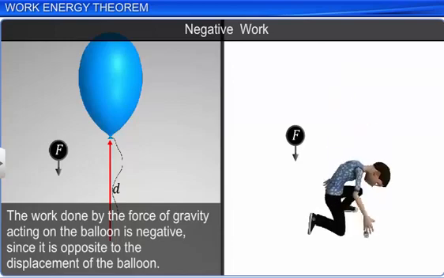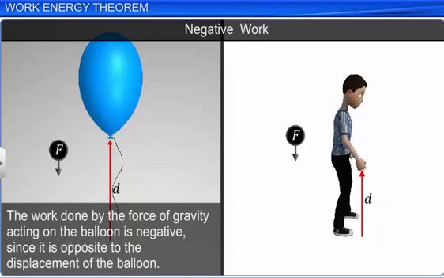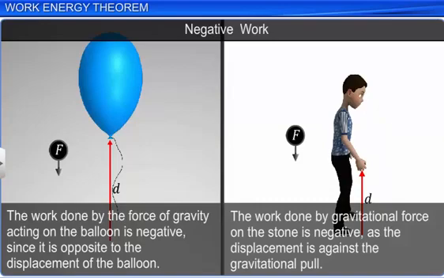In the example of a boy lifting a stone, the work done by the gravitational force on the stone is negative, as the displacement is against the gravitational pull.